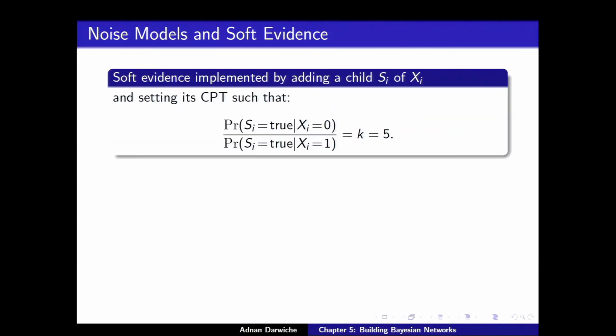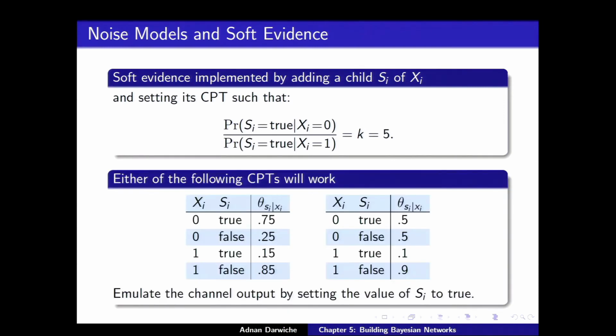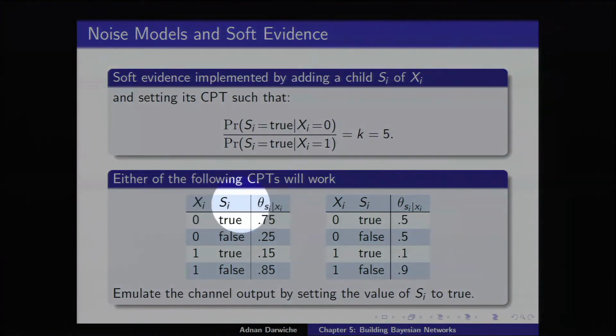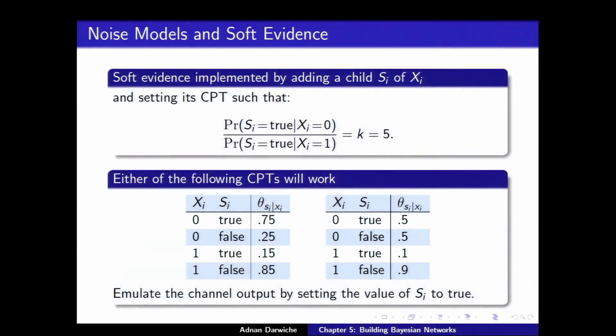More details are in the book, but we've seen this before. You need this ratio to be 5, and then you can pick a CPT for that, as long as it has the right false positive and negative rates. In this case, here are two different CPTs that will do the same thing. Here's this node, and we just added this sensor, and then populated it with these numbers to emulate evidence on a continuous variable. We're good? You'll find this useful beyond this particular application.